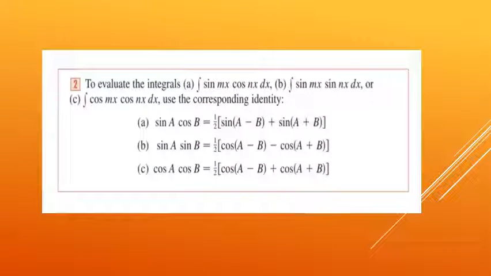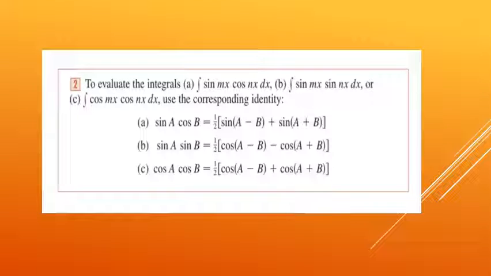Another strategy is when we have integrals like A: the integral of sin mx cos nx dx, or B: the integral of sin mx sin nx dx, or the integral of cos mx cos nx dx; use the corresponding identities. That means when we have trigonometric functions like that, they show that the angles are different, or we can say sin x with another variable. So when we solve these types of questions, we use three strategies A, B, C like that.